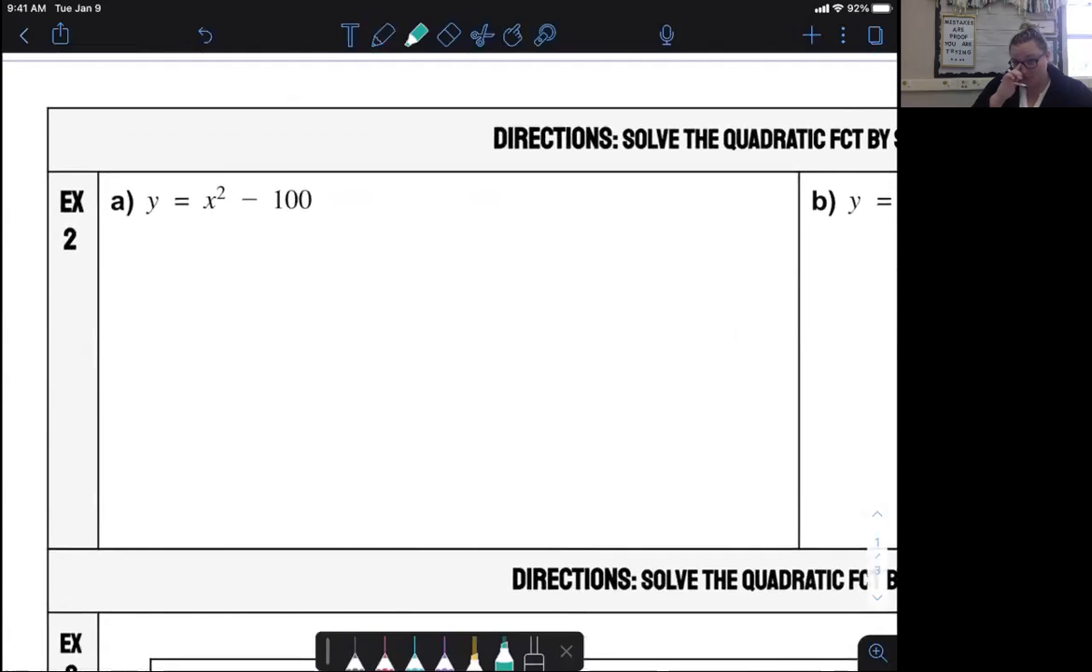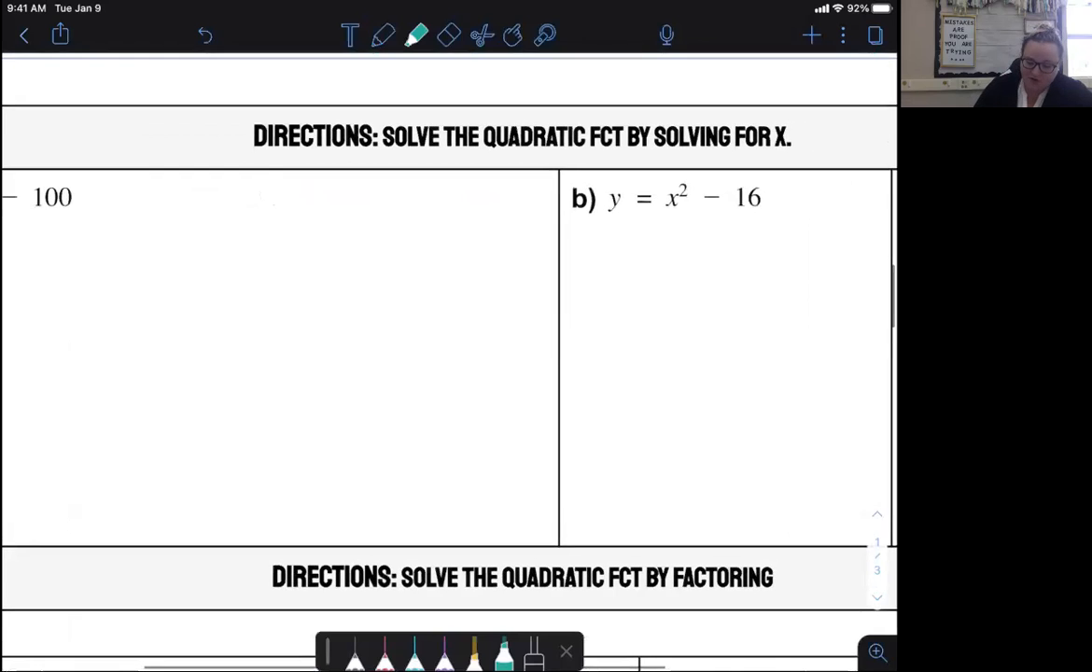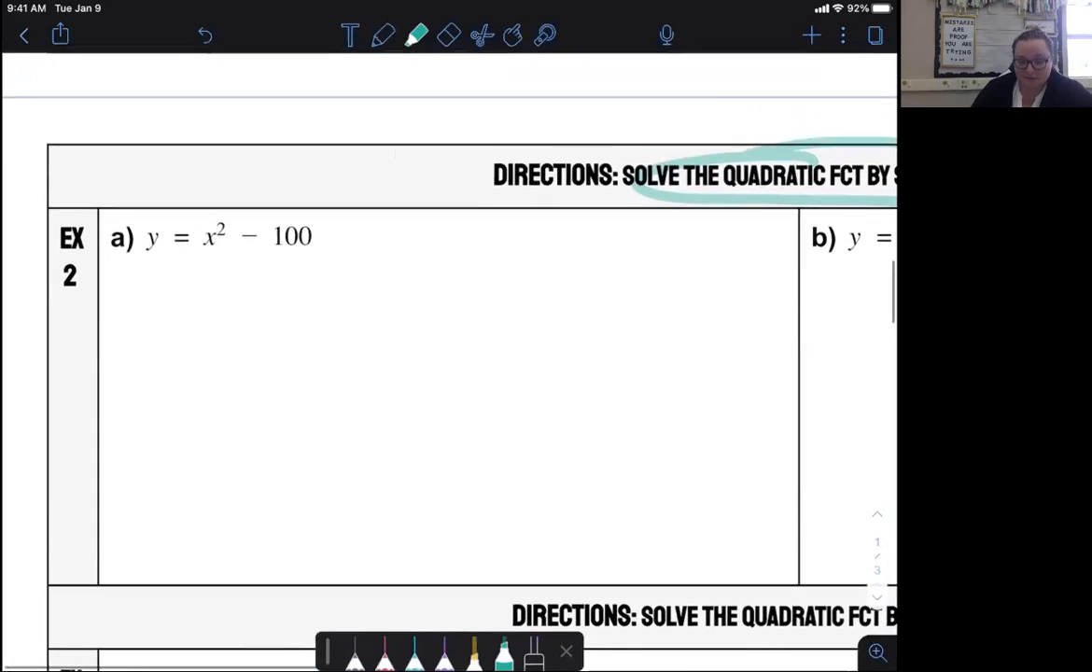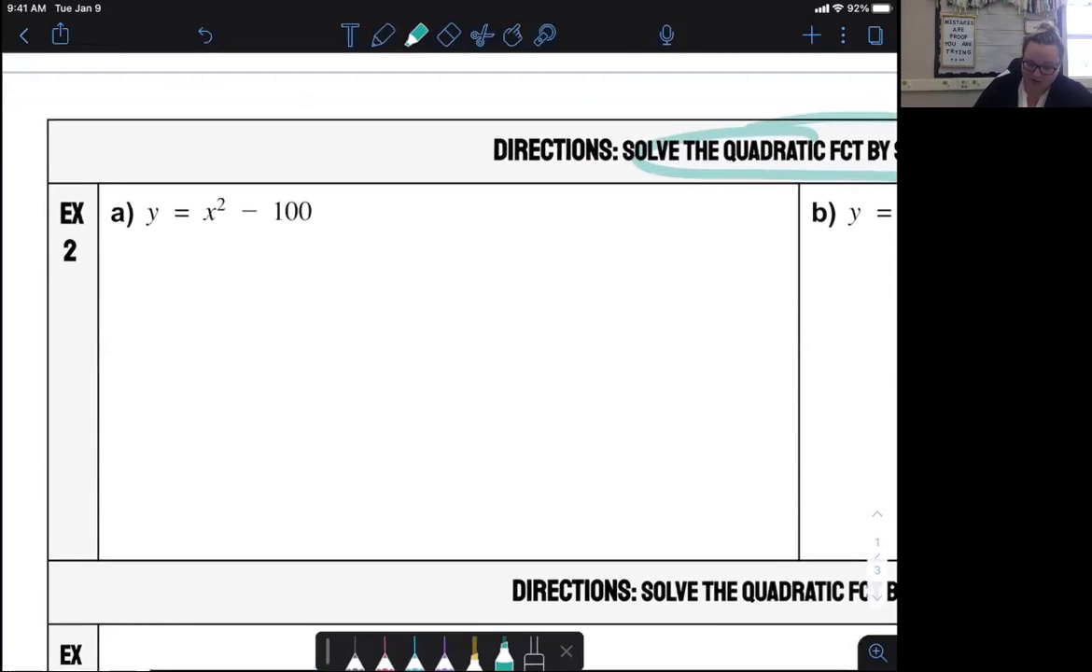So in example 2, we're going to solve a quadratic function by solving for x. So what this means is y equals x squared minus 100. Well, anytime you solve a quadratic equation, you're always finding your x-intercepts. Well, for any x-intercept, y is always equal to 0. So when I solve a quadratic function, the first thing I always want to do is replace y with 0. So 0 equals x squared minus 100.